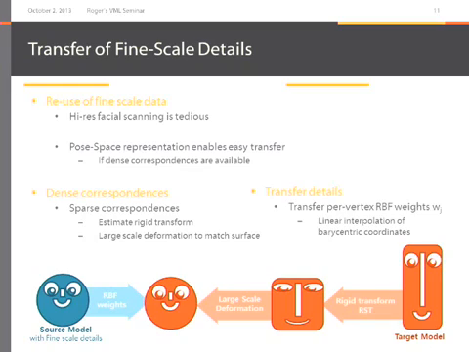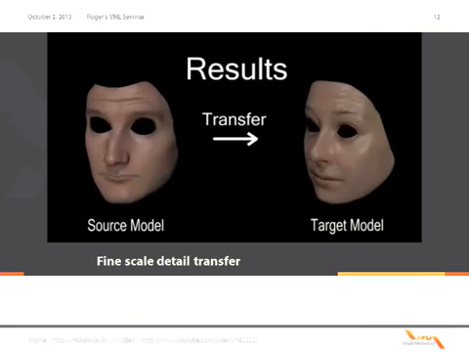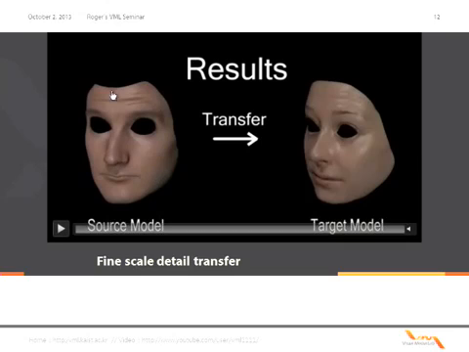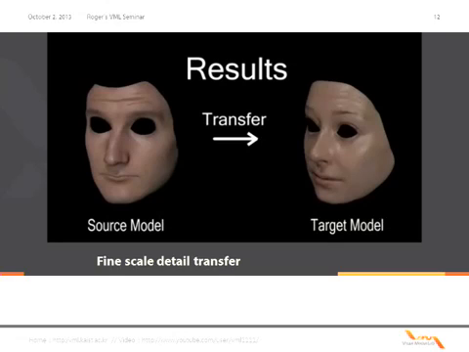Then the transfer can be done automatically by transferring the weights of the RBF directly to the other one. Since sometimes the vertex doesn't have a perfect matching, they just do some kind of linear interpolation using the barycentric coordinates of the surface. So here is the idea. This model has nice fine scale details, but this one they just scanned, so they couldn't spend much time. They just scanned the rest pose.